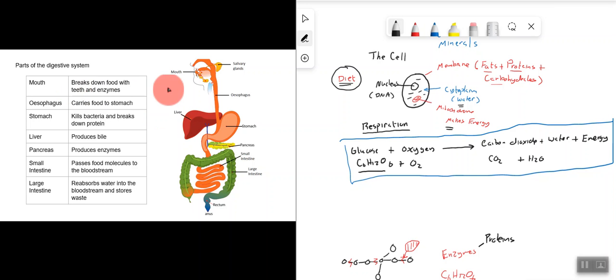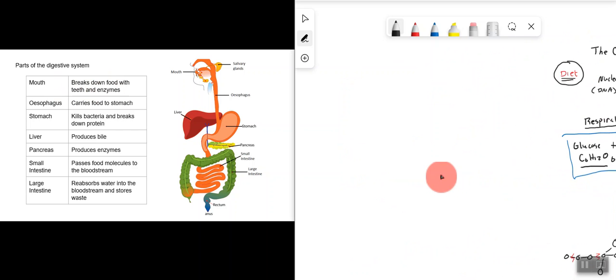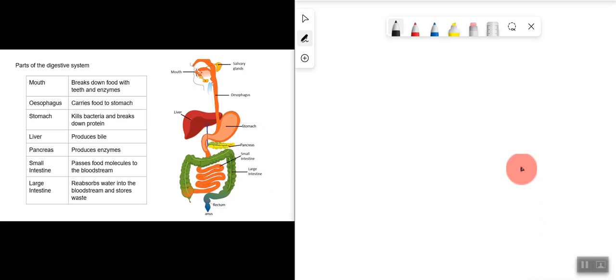So the first part where digestion starts is the mouth. Inside your mouth, food is broken down with teeth and enzymes. You have two types of digestion. Digestion means essentially breaking things into parts, and you have these two types.